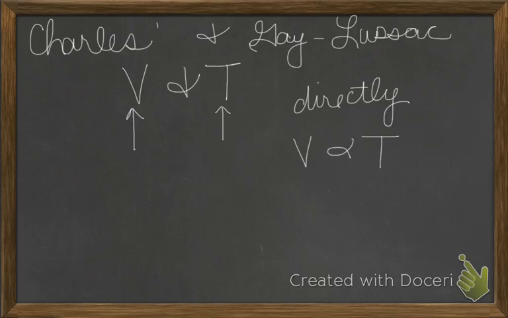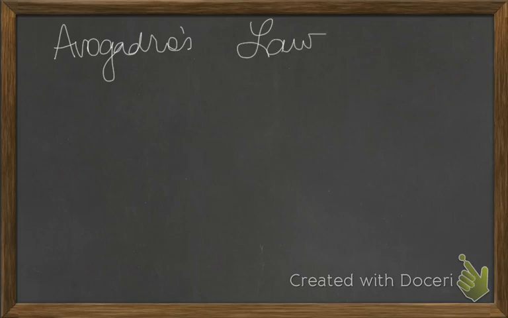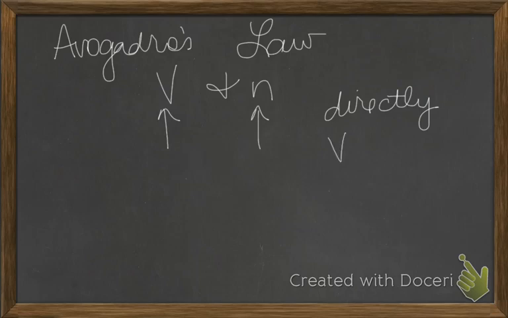Okay, and the last one we're going to look at goes along with Avogadro's law. And it compares the volume and the amount of a gas. As you increase the amount of a gas, you're going to likewise increase the volume. As you decrease the amount of gas, you're going to decrease the volume. So again, we would say these are directly proportional, and mathematically we would write that volume is proportional to n.